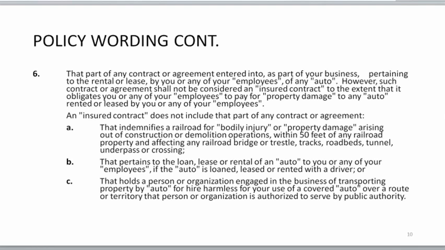We buy that back often with leasing companies, or those are options where we can buy back that loss of use. We could also cover that under some endorsements we can add to this policy later. And then insured contract does not include any contract agreement that identifies a railroad. That's railroad protective. B, that pertains to your loan or lease rental of an auto to you or any of your employees if the auto is loaned, leased, or rented with a driver.